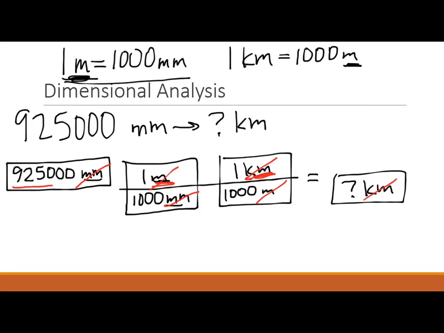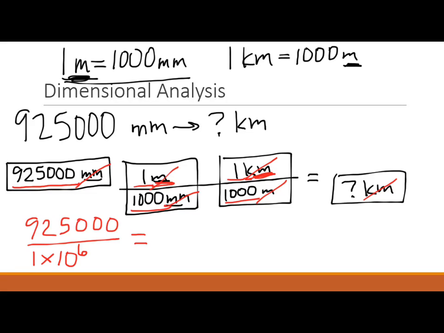So I'm going to multiply 925,000 times 1 times 1, which is 925,000. And then 1,000 times 1,000, which, I'm actually going to be sneaky and write in scientific notation just to throw you off a little bit: 1 times 10 to the 6th, or in other words, 1 million. Now, I need to punch that into my calculator. You could type in 925,000 divided by 1 times 10 to the 6th.